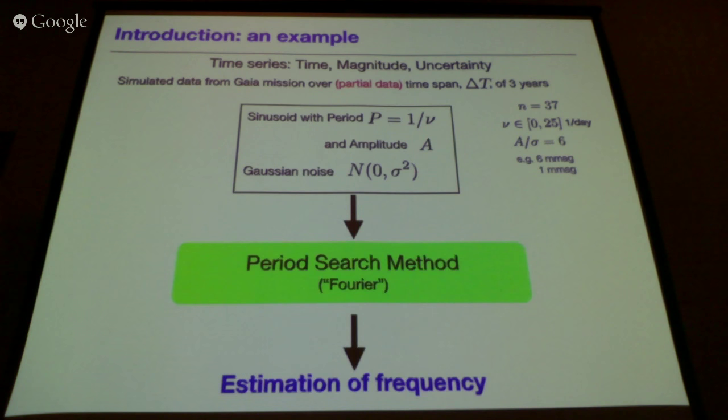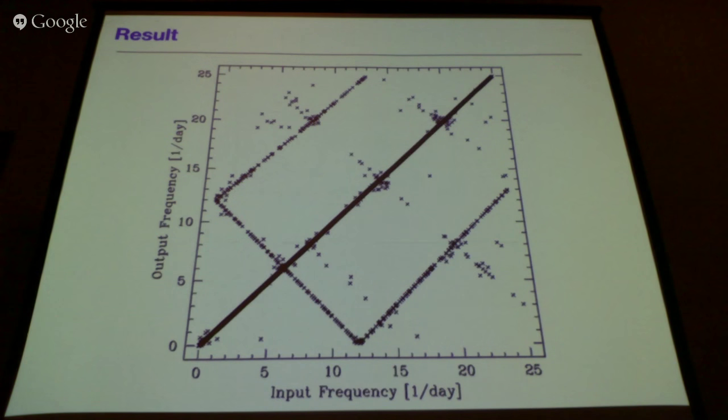And you do the period search, here it's Fourier, and you do estimation of frequency. And so here is what you get. On the x-axis is the true frequency. We know what we did. That's in cycles per day. And on the y-axis, it's the output frequency. Normally, if things were very nice, it would be on the diagonal. And so you have this amusing pattern.